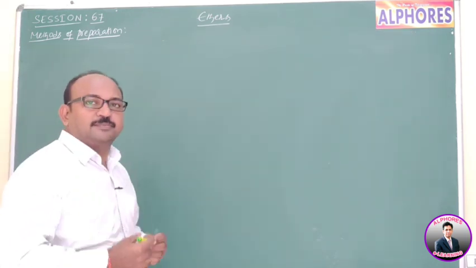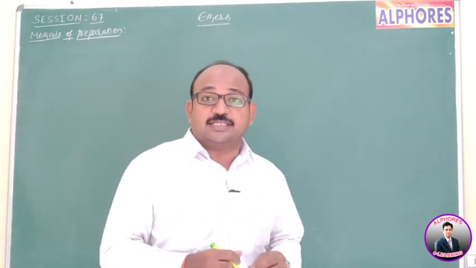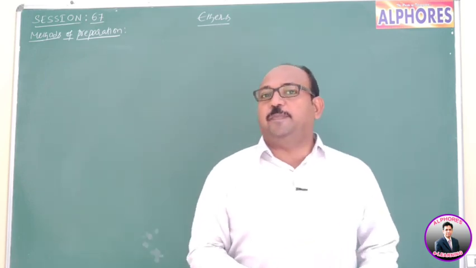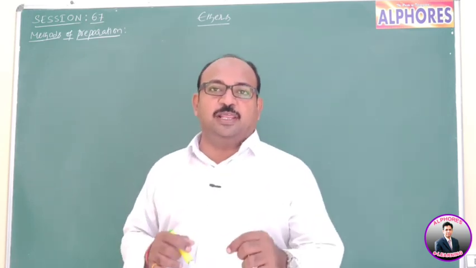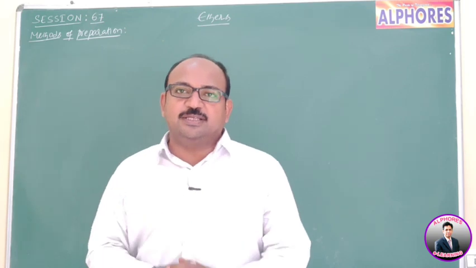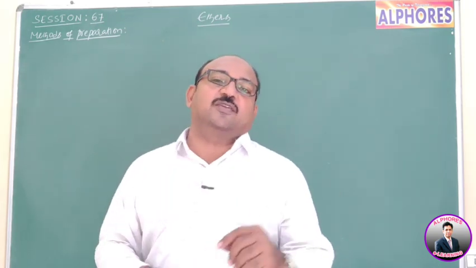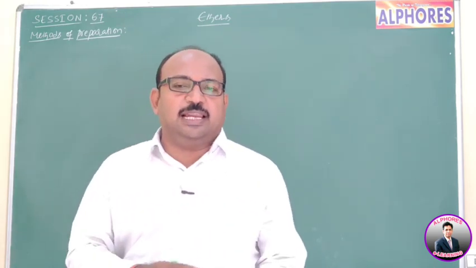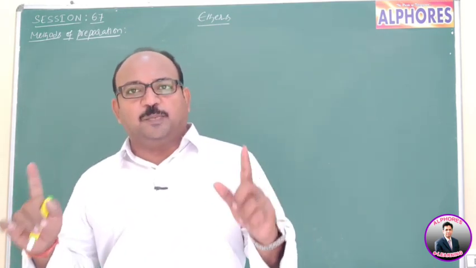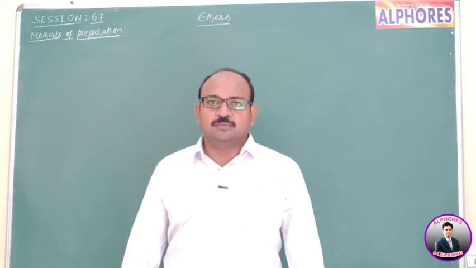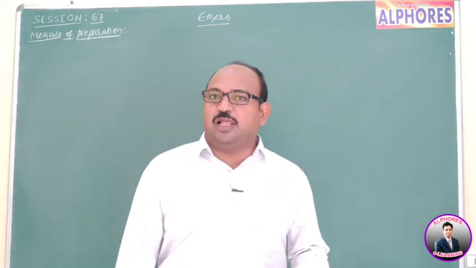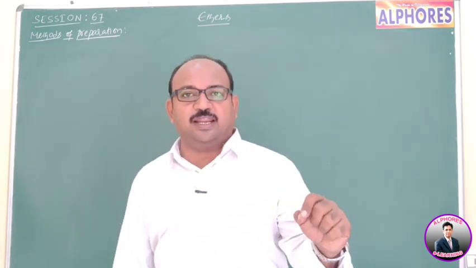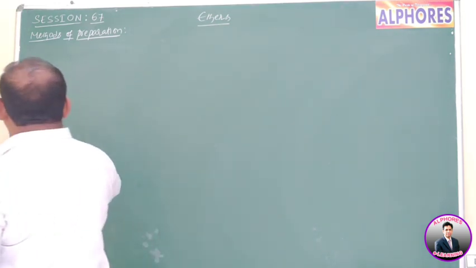Can we prepare cyclic ethers in Williamson synthesis? In Williamson synthesis, one is alkoxide, another one is alkyl halide. Now, if alkoxide and alkyl halide are both present in the same compound, then we call it intramolecular Williamson synthesis, which leads to the formation of cyclic ethers. Let us see this example.